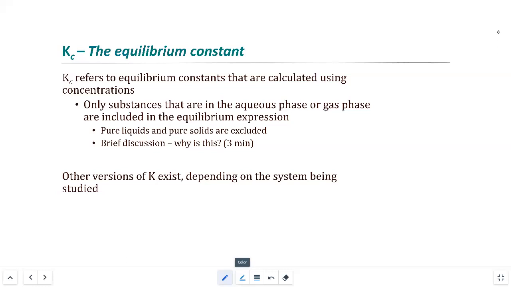So we're going to start with the most common version of the equilibrium constant. This is K sub C, or Kc. Most of the time when someone refers to the equilibrium constant, this is what they are referring to. And it is the concentration-based version of the equilibrium constant. So I take the concentrations of the products, divide them by the concentrations of the reactants.